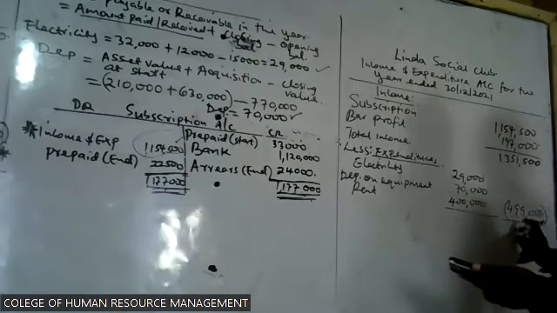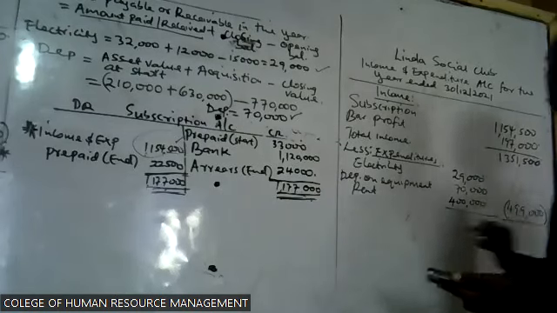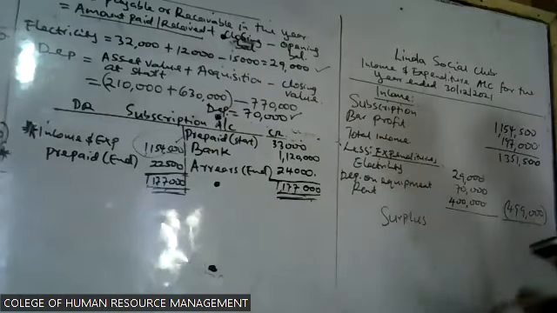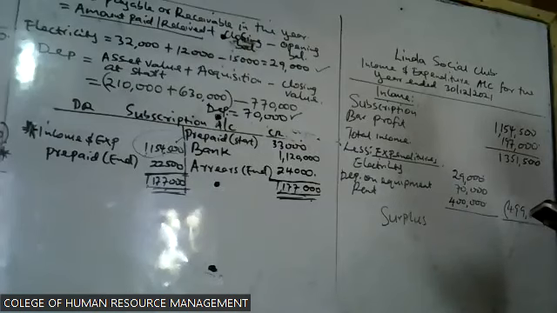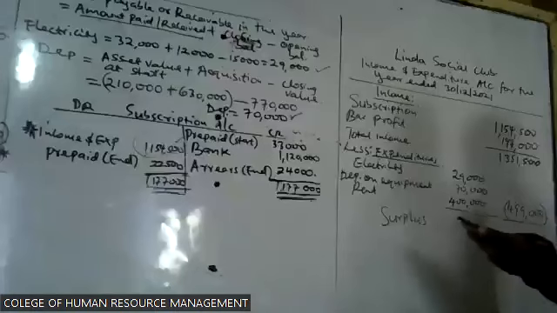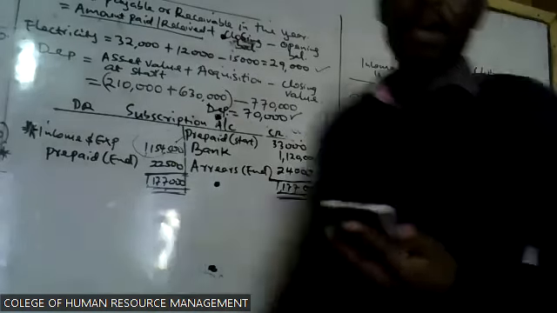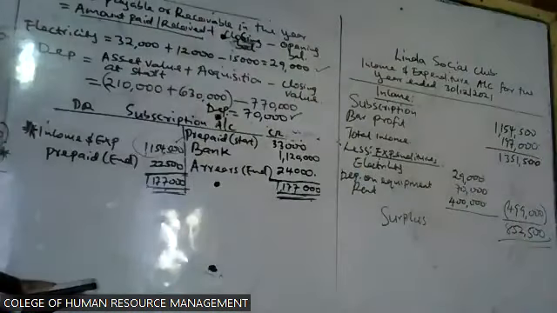So income minus expenditure, because the income is more than expenditure, we are going to realize the surplus, which will be 1,351,500 minus that. It gives me 852,500. That is the surplus, and that is the end of that question.